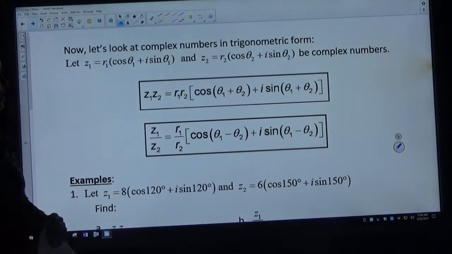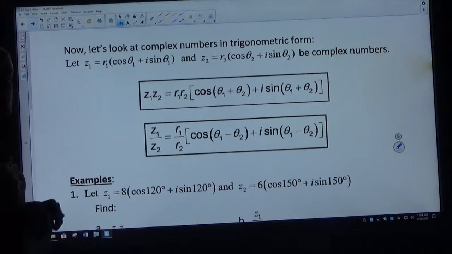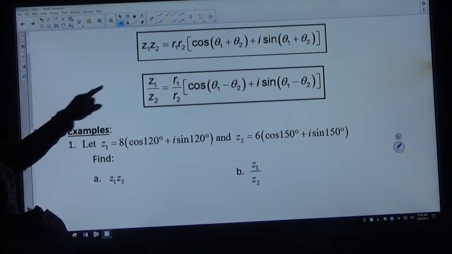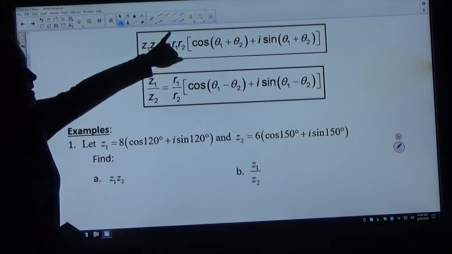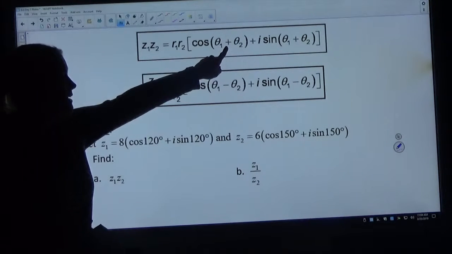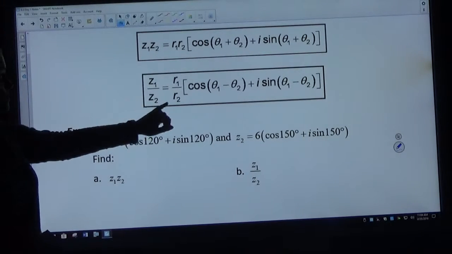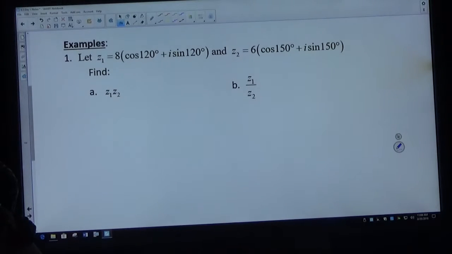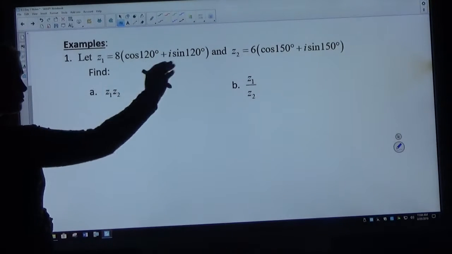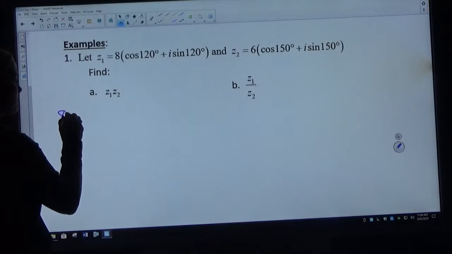And on the next page, it talks about if I wanted to multiply 2 that are in trig form, or if I wanted to divide. So very easily, you'll see that if I multiplied 2 in trig form, I'm going to multiply the r's and add the angles. For division, I'm going to divide the r's and subtract the angles. So let's actually jump into one. All right, I got 2 trig forms. I want to multiply them. I'm going to take 8 and 6, and I'm going to multiply them together.